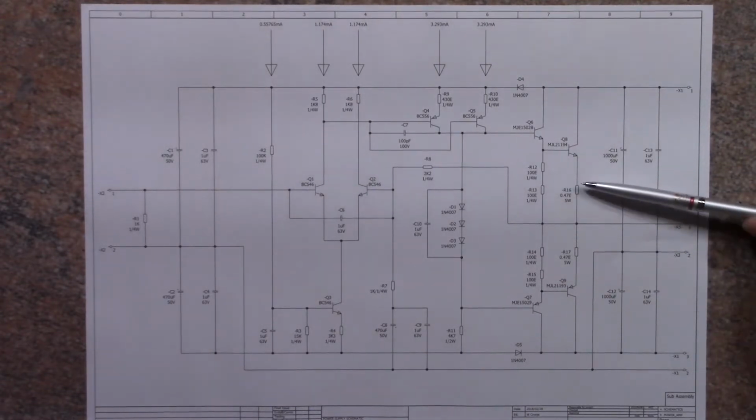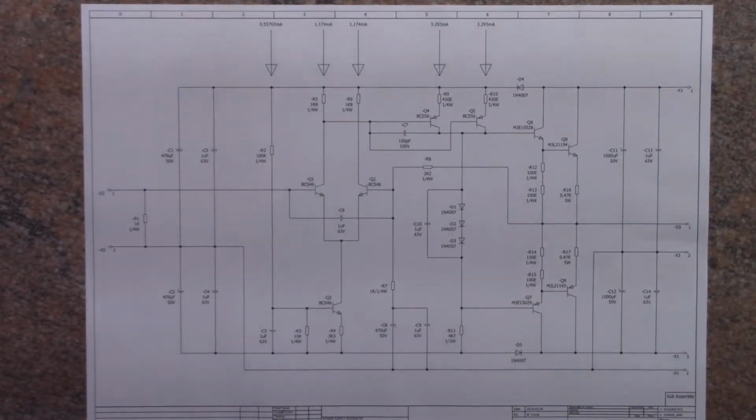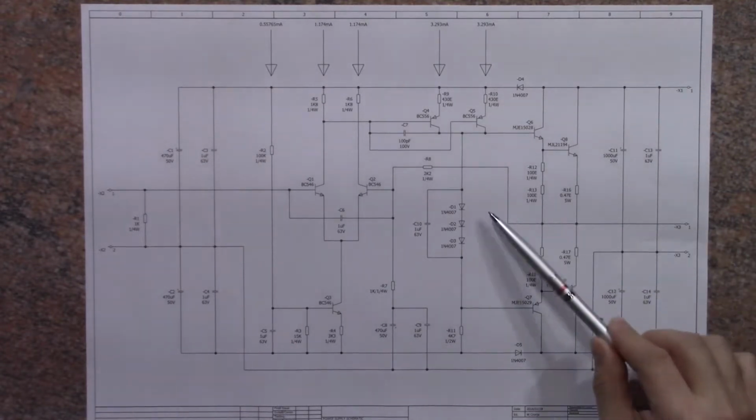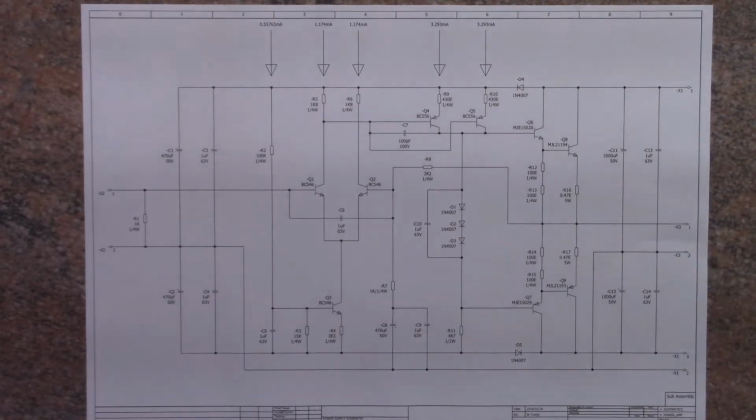Even though these 2 resistors here are reasonably big, about 10% of the final impedance of the speaker, the output of the amplifier will still be 0 ohms because of the negative feedback. So any voltage drop across the resistors will be compensated for.